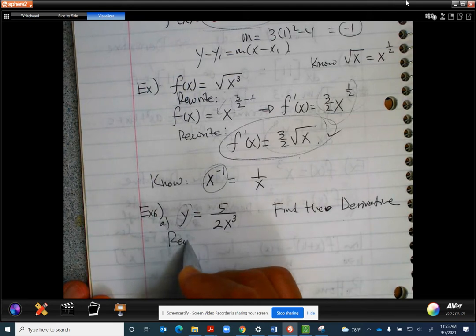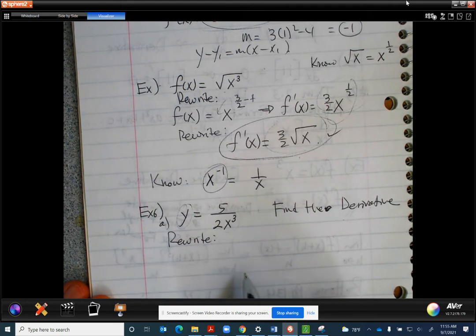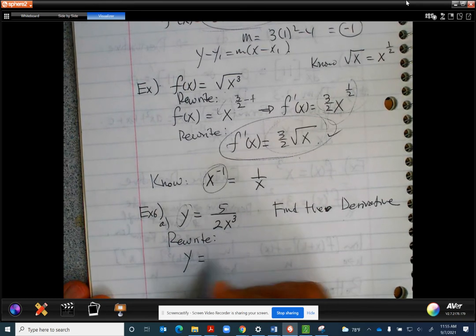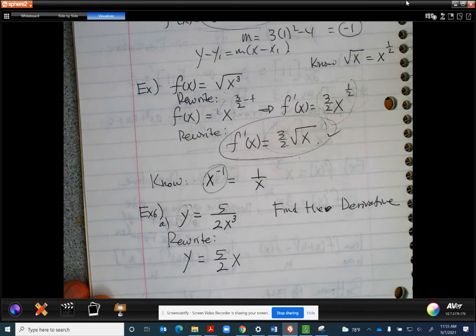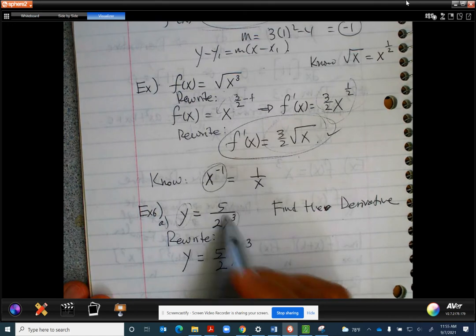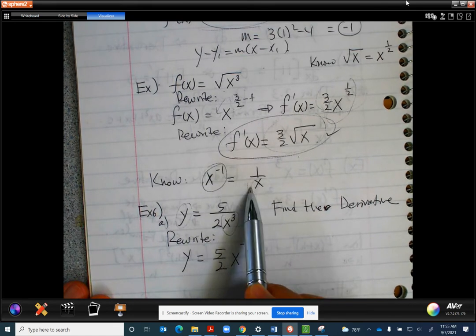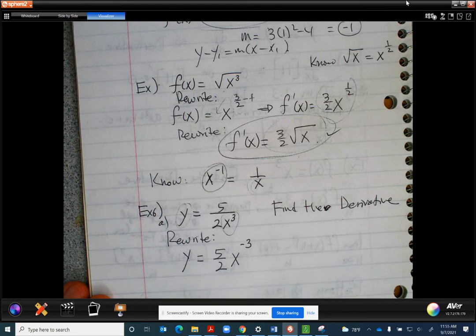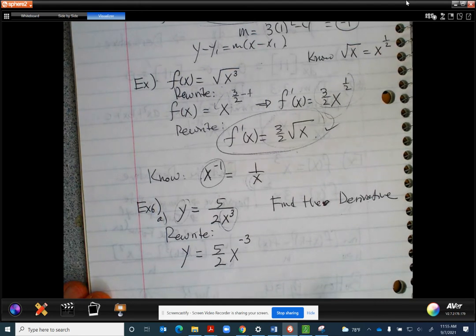So you want to rewrite this as y is equal to 5 over 2 x to the power of negative 3. If you have it in the denominator, right here, do you see it? You can bring it to the top as a negative exponent. Okay, how many of you guys understood what I just did? Alright, so half. Why is it important to make it into this format again? I can use a power rule.